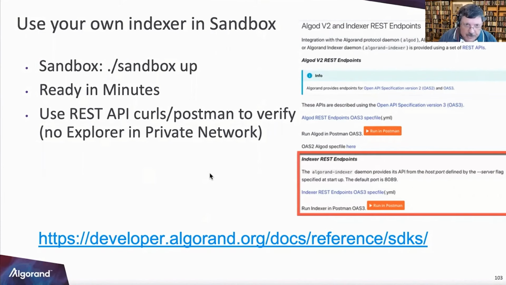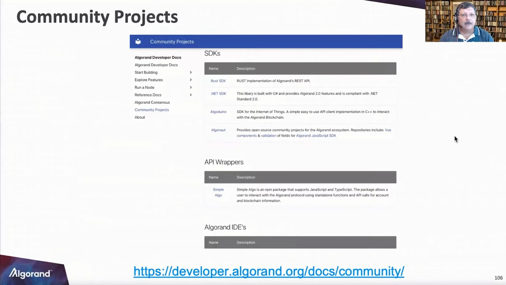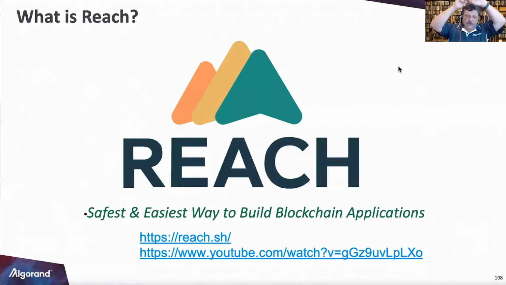All right, information. You can actually use this. Our reference docs have a run in Postman if you want to do REST API calls. Just hit that, boom, you're up in the Postman environment. Also, we have the newsletter, like we talked about. Community projects is a great community page under developer.algorand.org/community. And then we have a great product called Reach, actually.